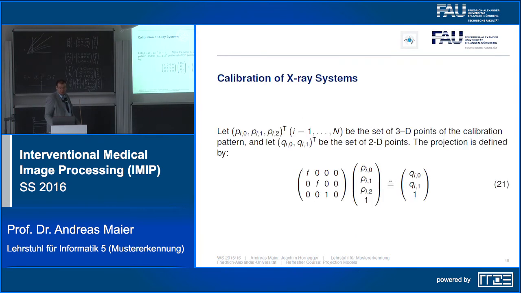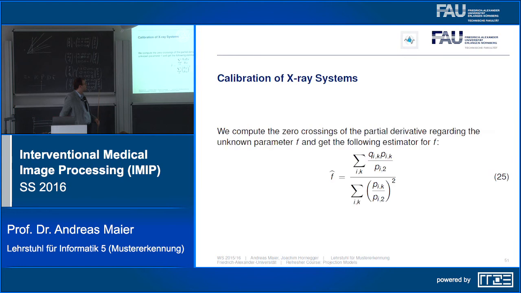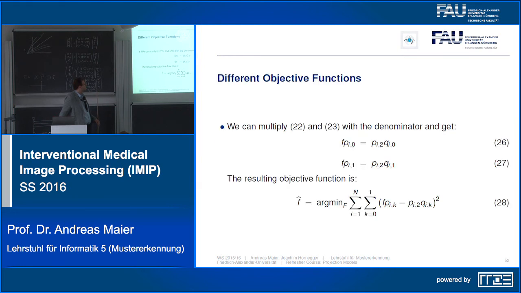And one way to do that is I just put up the two equations, right? So I get F times Pi0 divided by Pi2 equals Qi0, and F times Pi1 divided by Pi2 equals Qi1. And if you do that, you can set up the following optimization problem. But instead, you can take the same two equations and just multiply by Pi2. And what will happen is you get this set of equations, and now you get this optimization problem.